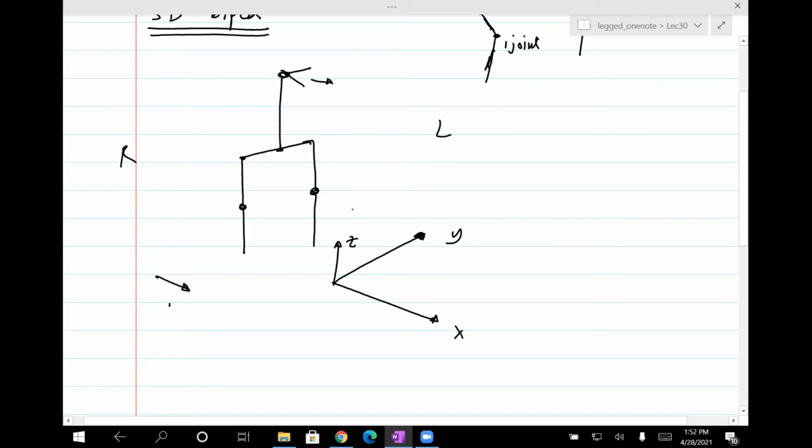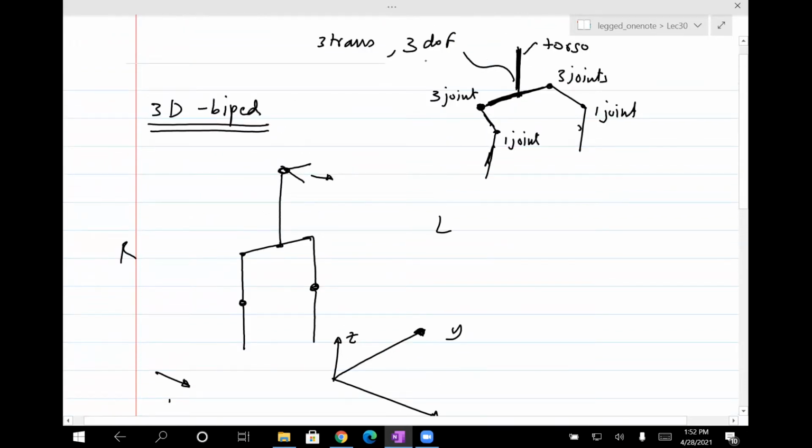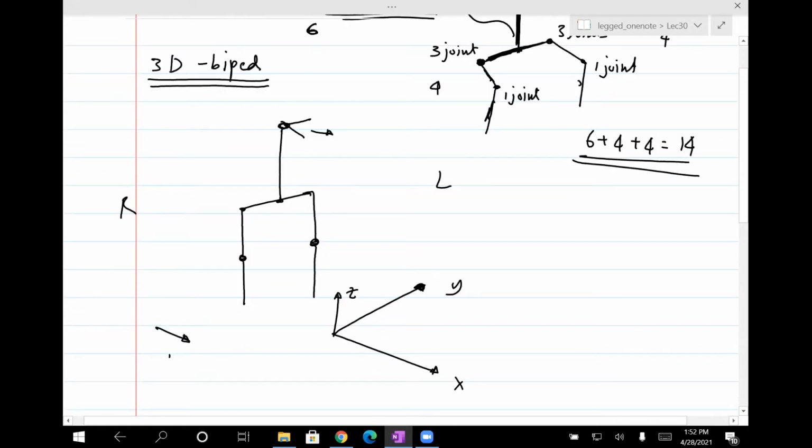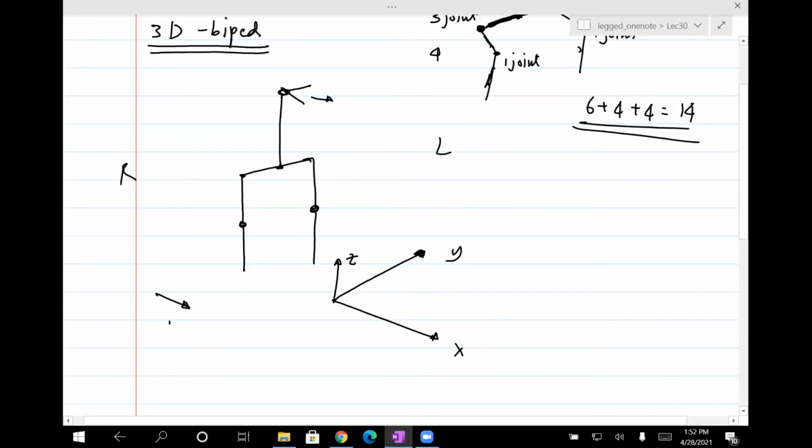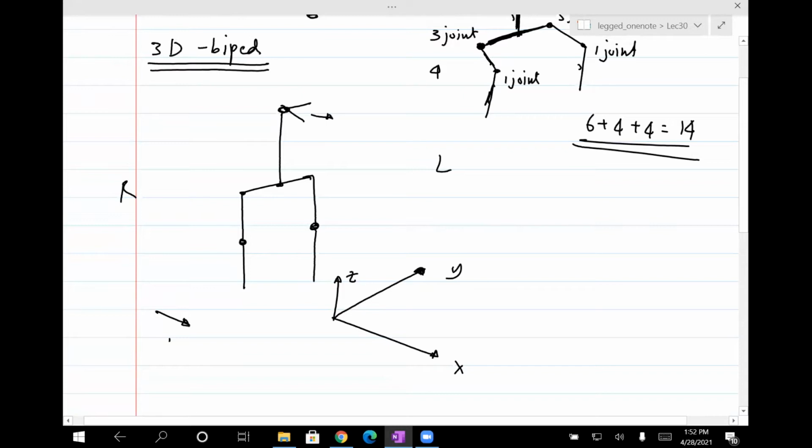Okay, now let's start indicating the degrees of freedom. So remember here we have 6 for showing the body with respect to the world, 4 per leg, and 4 here. So it's 6 plus 4 plus 4 equals 14. So that's pretty complex, more complex than anything we've ever seen in this course. Okay, so there are 14 degrees of freedom. So let's just show them here.